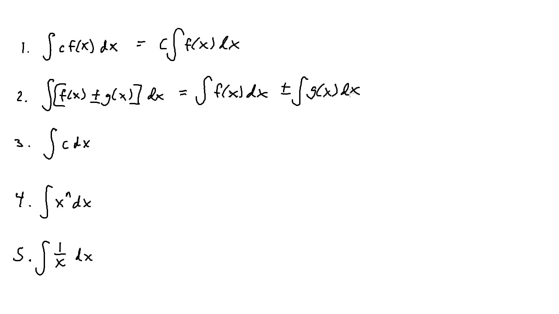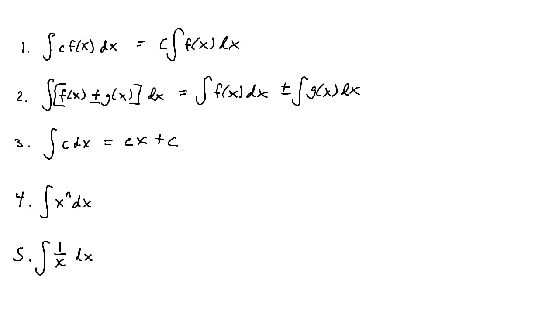Now for number 3, the integral of a constant times dx. Remember, if we're just taking the integral of a constant, we take the constant and multiply it by the variable that we're integrating with respect to. In this case, we're integrating with respect to x, so then we take the constant times x, and because this is an indefinite integral, we add the plus c.